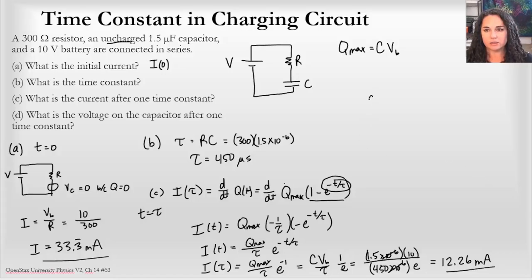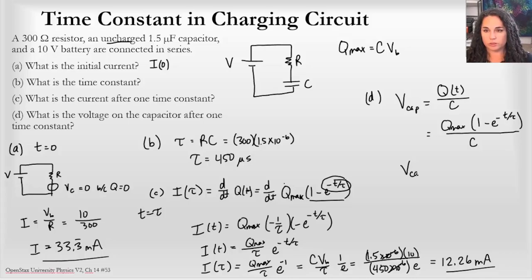The last question here, what is the voltage on the capacitor after one time constant? I maybe would do it this way. The voltage on the capacitor will equal the charge on the capacitor at that time divided by C. So I'm going to have Q max times 1 minus e to the negative t divided by tau. Remember, that's the Q term, right? That's Q, the time-dependent equation of Q. And then I'll divide by C.